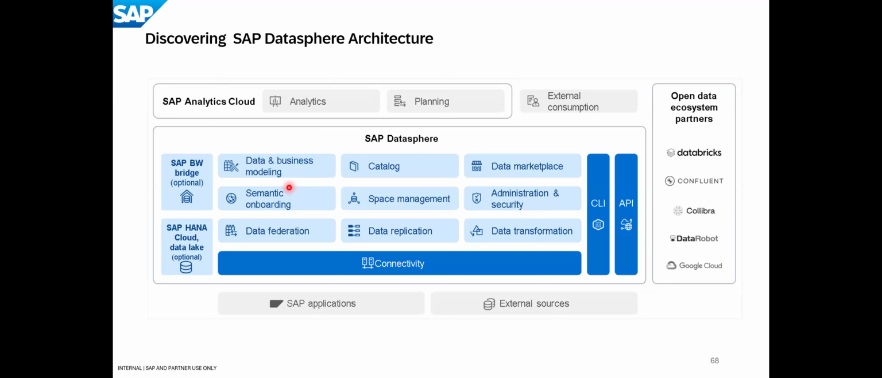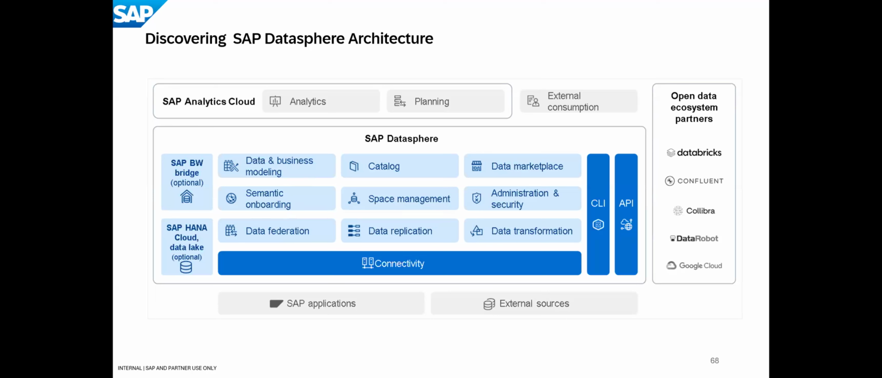And then starting with the key components of the Datasphere here, first is your data and business modeling, which provides you tools for creating analytical and business models. Then you have catalog. It provides metadata and data asset discovery across systems. Then you have data marketplace. It gives you easy access to the ready-made data products in the marketplace. Then you have semantic onboarding, which simplifies the integration of existing data structures and provides semantic enrichment to your data.